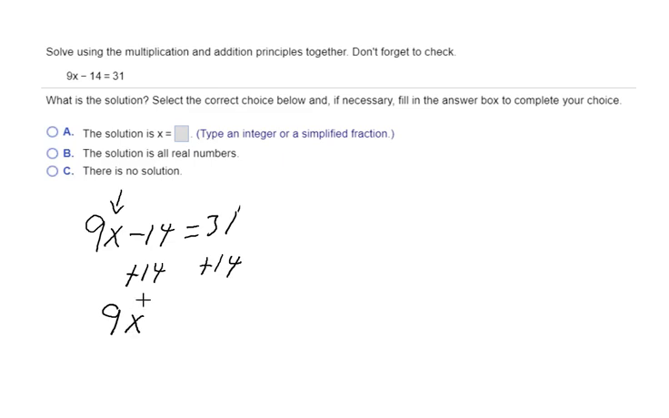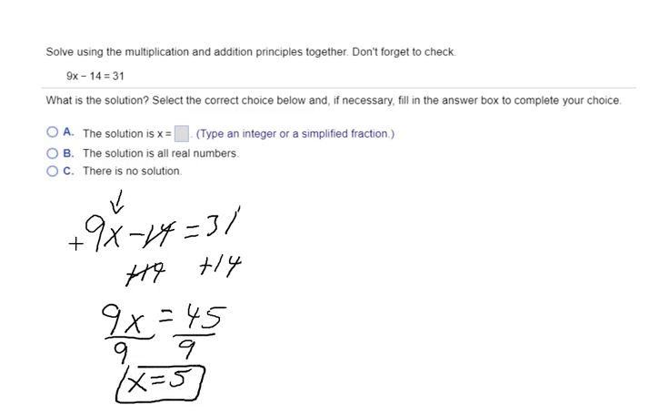So on the left-hand side, we'll end up with just 9x because the 14s are going to cancel out. And then on the right-hand side, we'll get 31 plus 14, which is going to be 45. And then to get x by itself, we'll divide by 9 on both sides, and we'll get x is equal to 5. And that's the solution. So we will use option A here to type our answer into Math Excel, and in the box there we would type in 5.